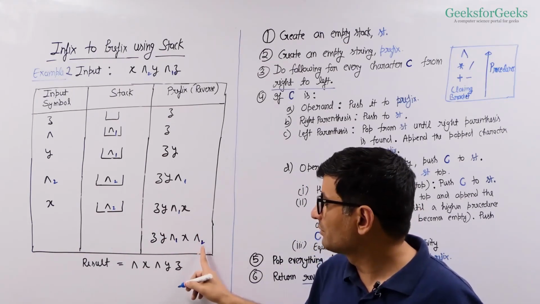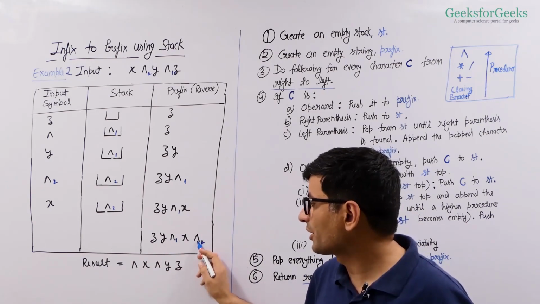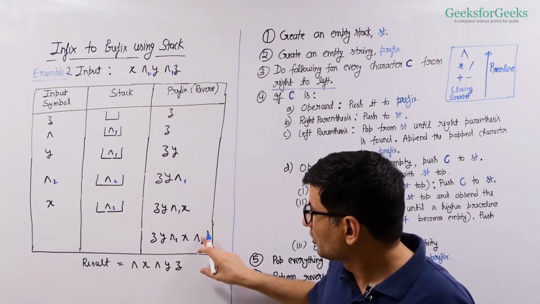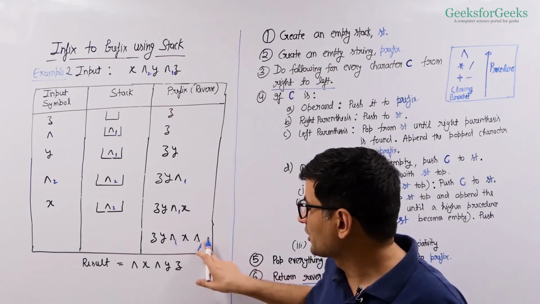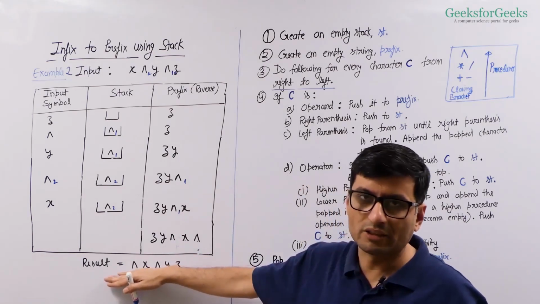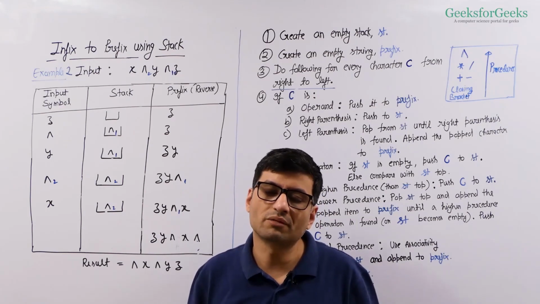And at the end, we simply do the reverse of this and print it. And the reverse of this is going to be this operator, then x, then this operator again, then y and z. Please note that these numberings are just for explanation. They do not have any actual meaning. And this is our final result. This is our final prefix expression for the given infix expression.